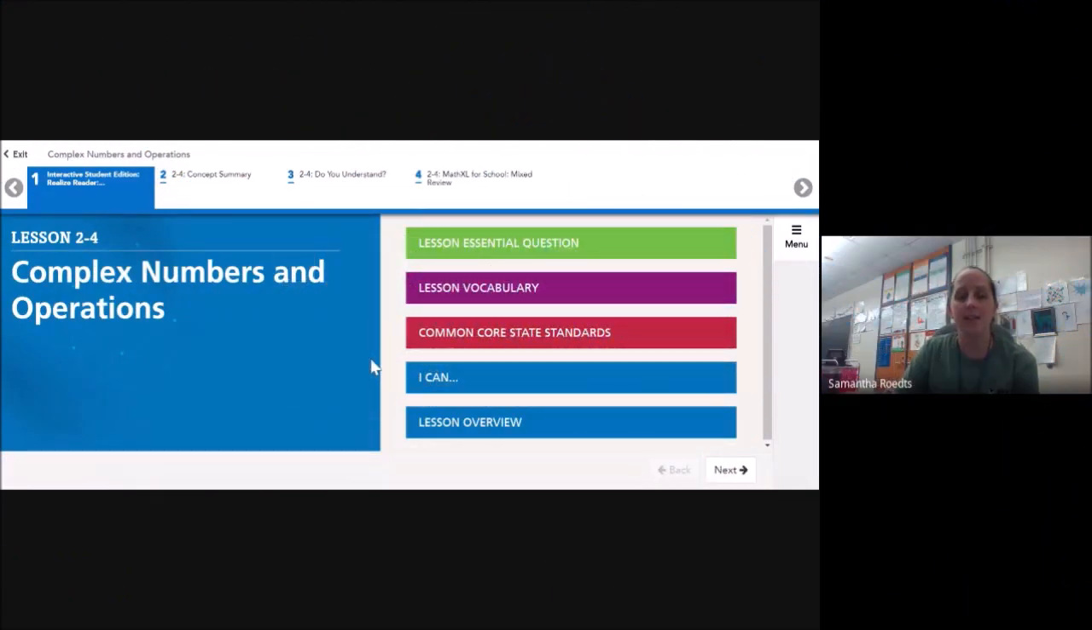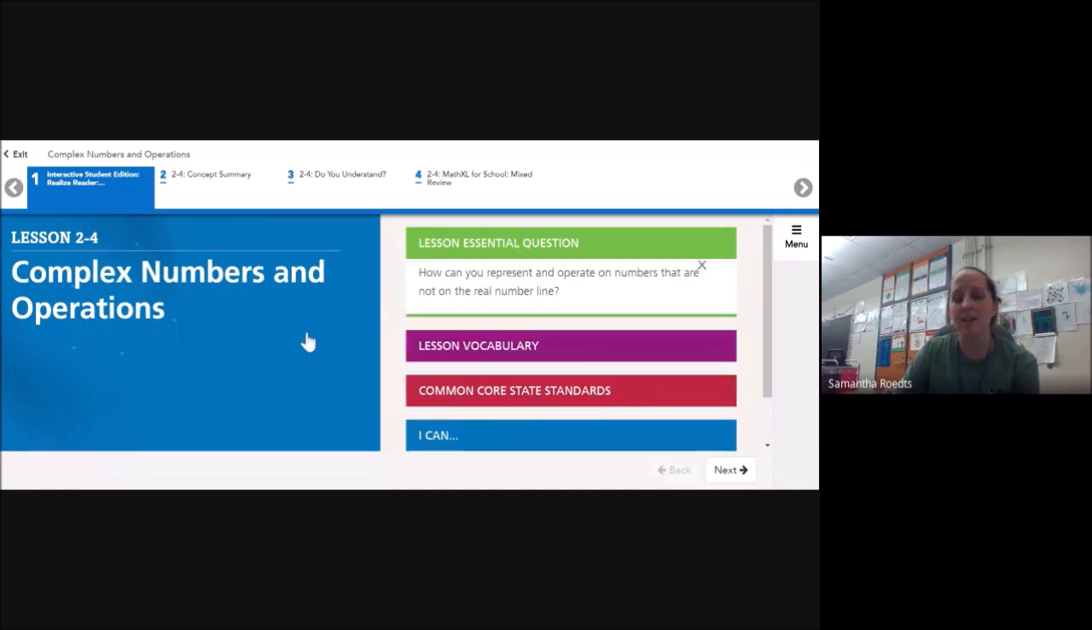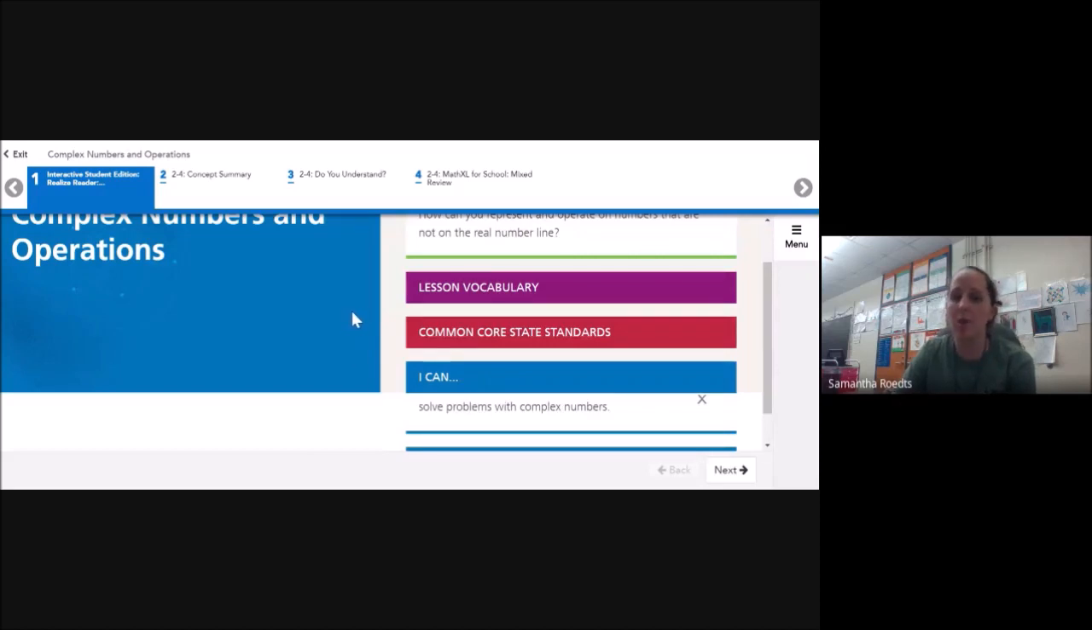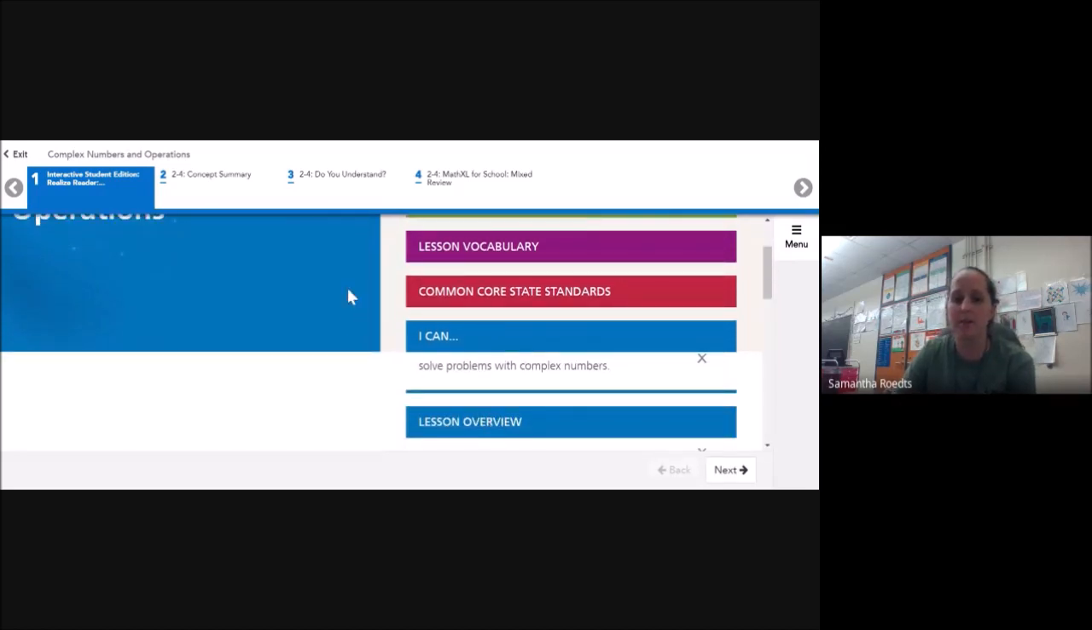All right, this is Unit 2, Lesson 4, Complex Numbers and Operations. So our lesson essential question is, how can you represent and operate on numbers that are not on the real number line? At the end of this lesson, you can solve problems with complex numbers.